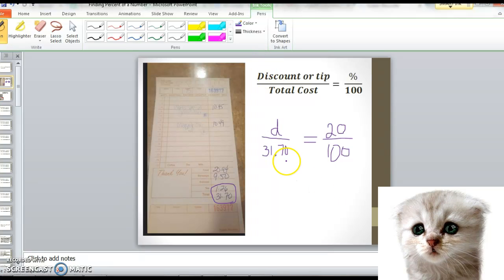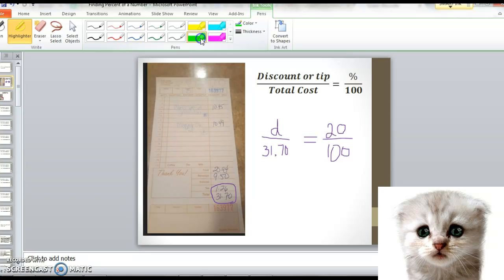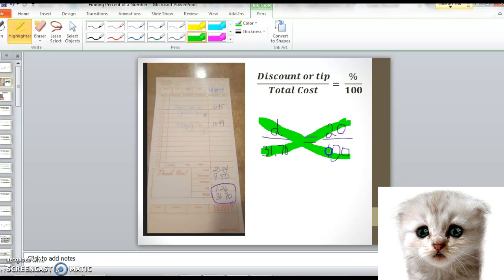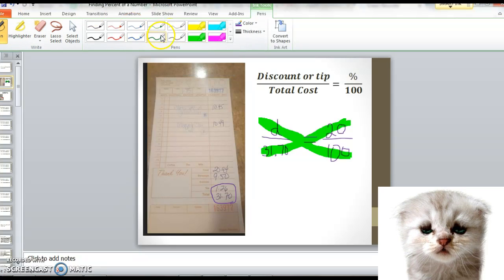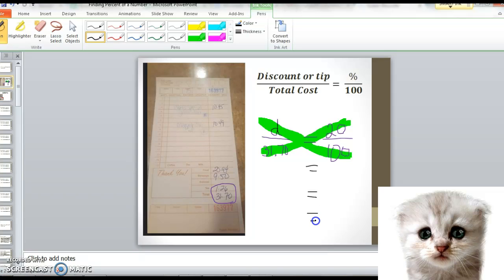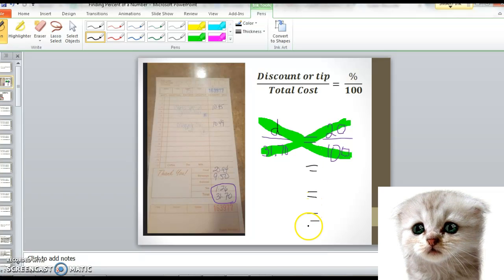This is how we would solve the equation. I like to call it the palm tree method, and I'll explain why. What we're going to do is multiply diagonally. So I'm going to multiply these two terms, then I'm going to multiply these two terms. And then from here, we're going to solve. I'm going to rewrite my equal sign, so it begins to look like a palm tree.